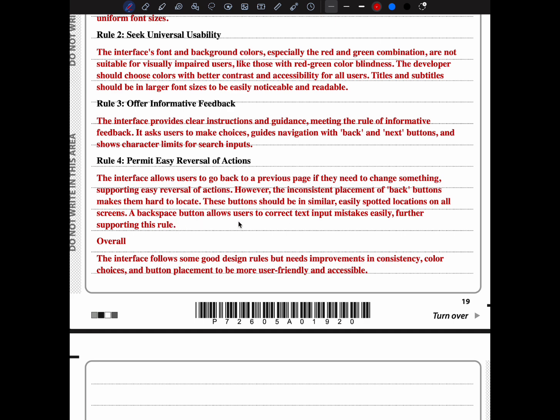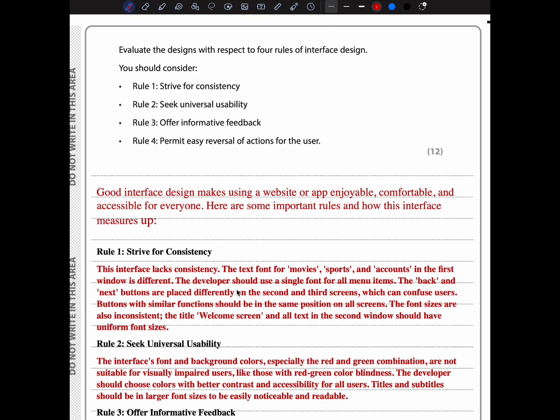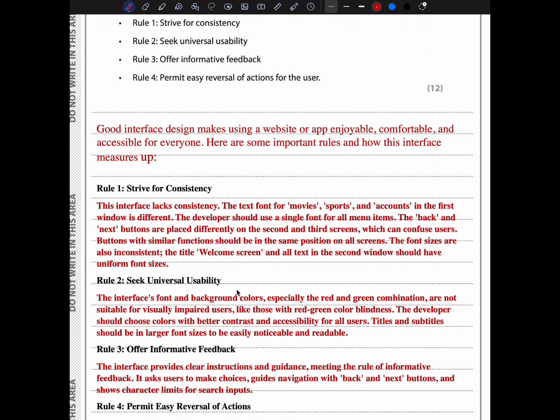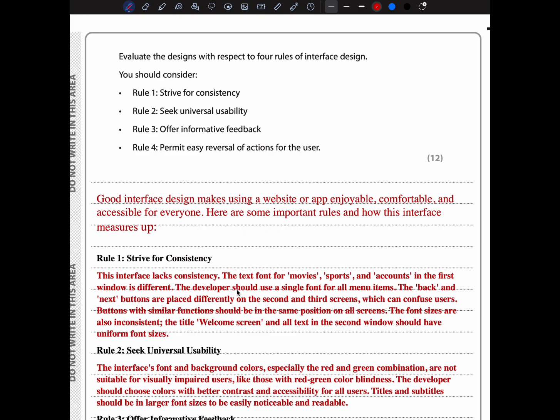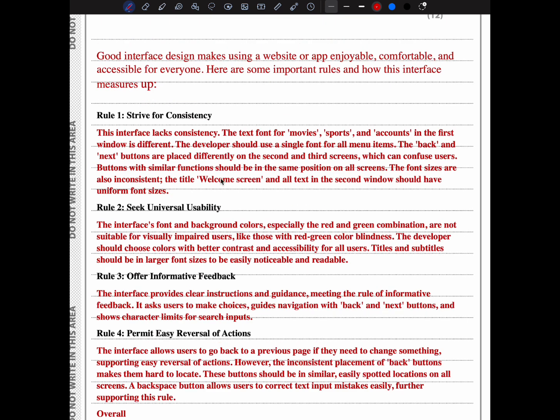A backspace button allows users to correct text input mistakes easily, further supporting this rule. So overall, the interface follows some good design rules but needs improvement in consistency, color choices and button placement to be more user friendly and accessible, right? So this is the end of question number 6 and also this paper. So always remember, for a question which contains 12 marks, always add an introduction and a conclusion, right? So that's it. Thank you.